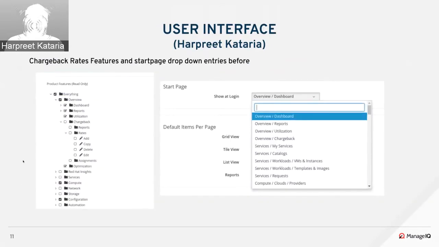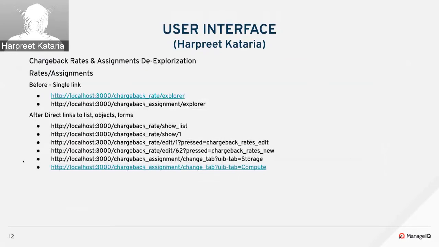On this slide, I'm displaying the product features, tree and start page settings from before the changes in this sprint. We used to have all edit-related chargeback rate features right under the rates node and only a single start page entry for Overview Chargeback Explorer. Next slide, please. And here I have some examples of old and new style URLs to show how the new screens can be accessed using direct links. Next slide, please.